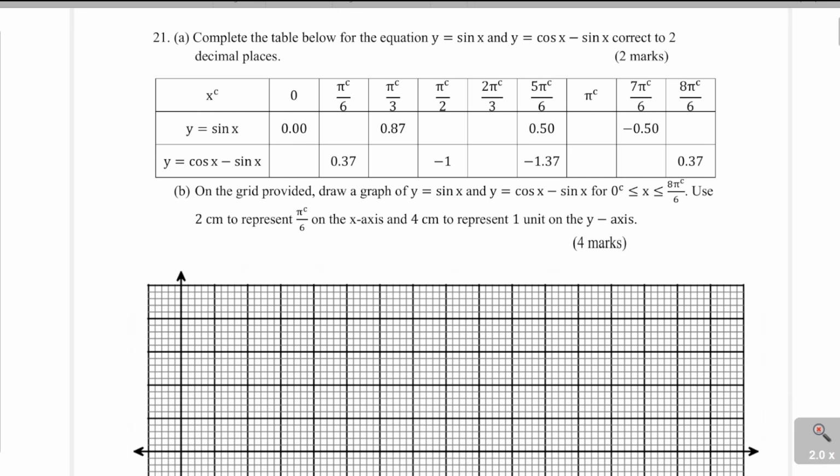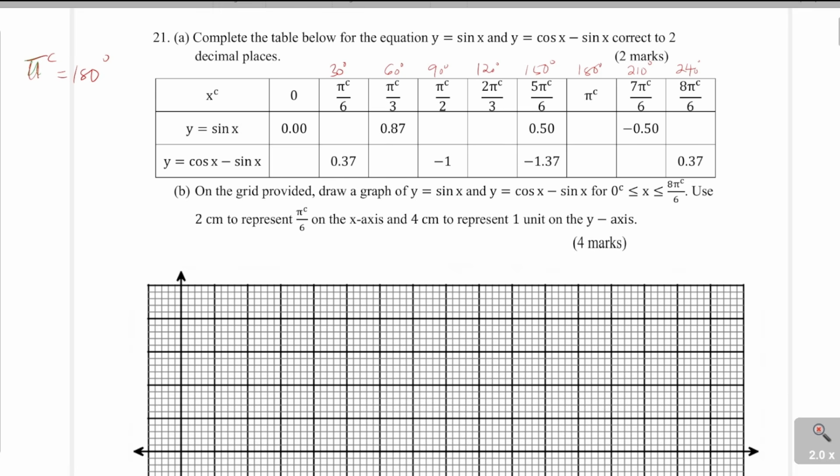And what should help you? Remember that pi radian is equivalent to 180 degrees. Once you know that, you'll be able to convert all these. If pi radian is equal to 180 degrees, this will be 180 divided by 6. This will be 30 degrees. Then this one will be 60 degrees. This is 90 degrees. This will be 120 degrees, 150 degrees, 180. This is 210 degrees, and this one is 240. That is just to help you when you're working it out using the calculator.